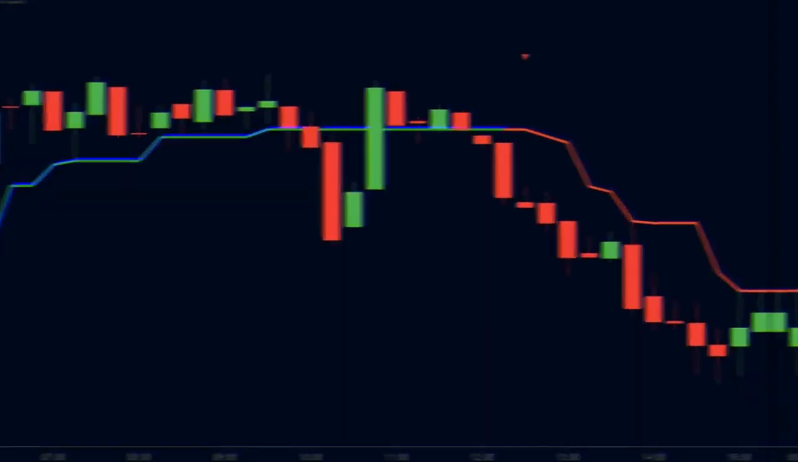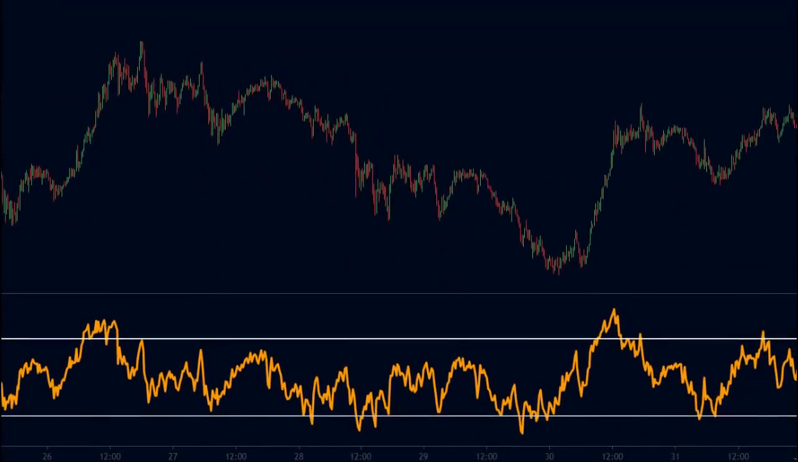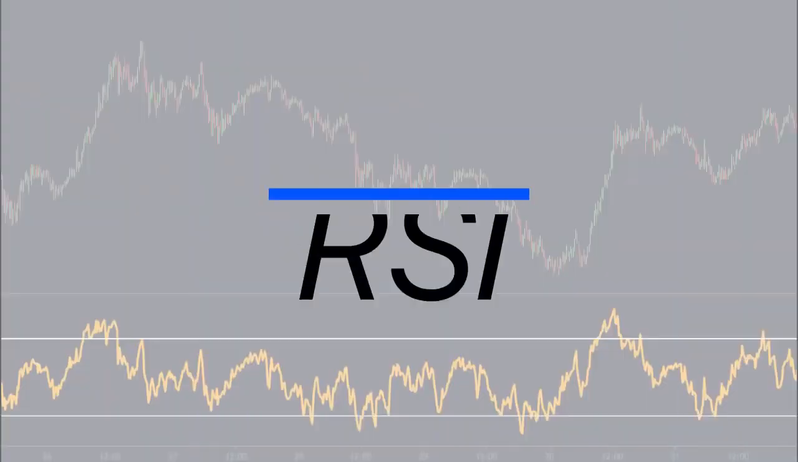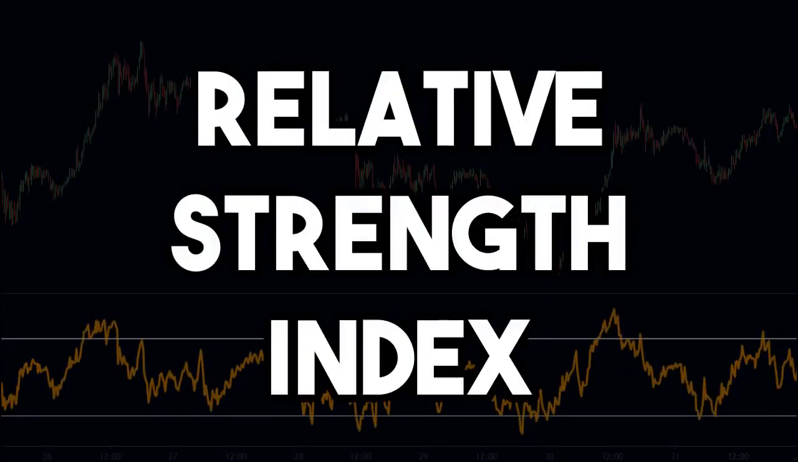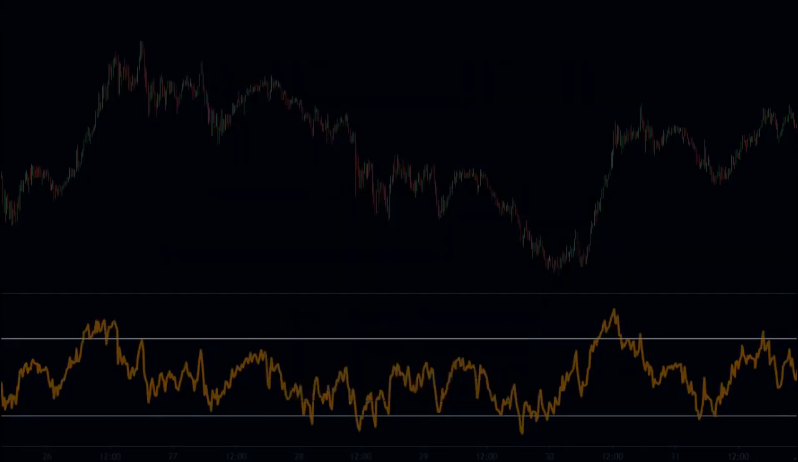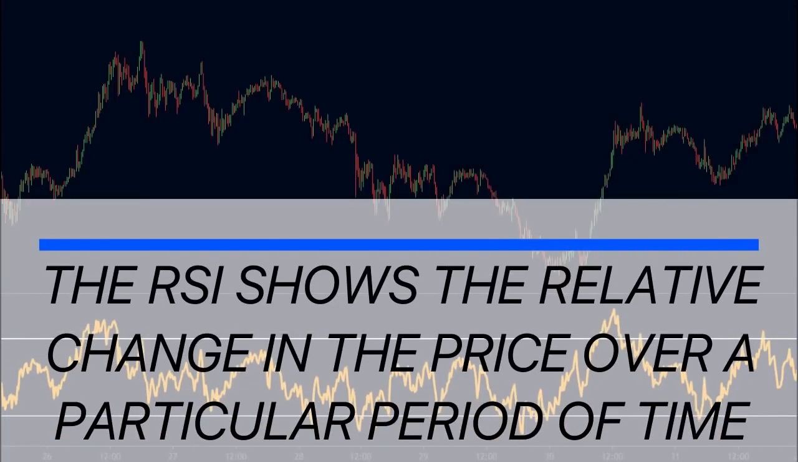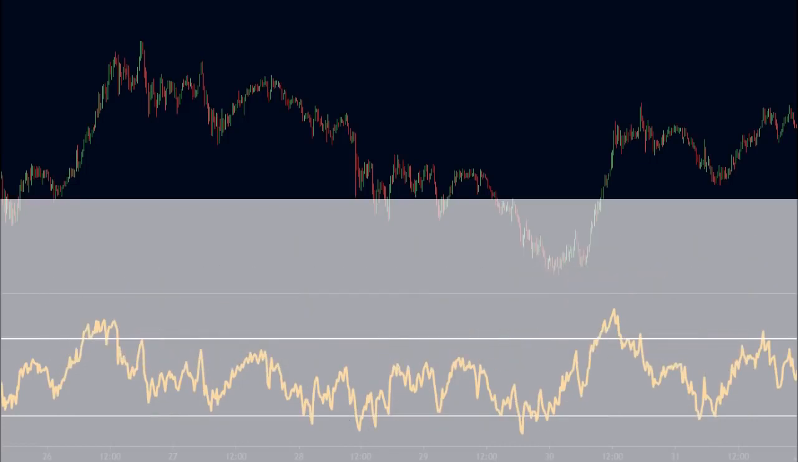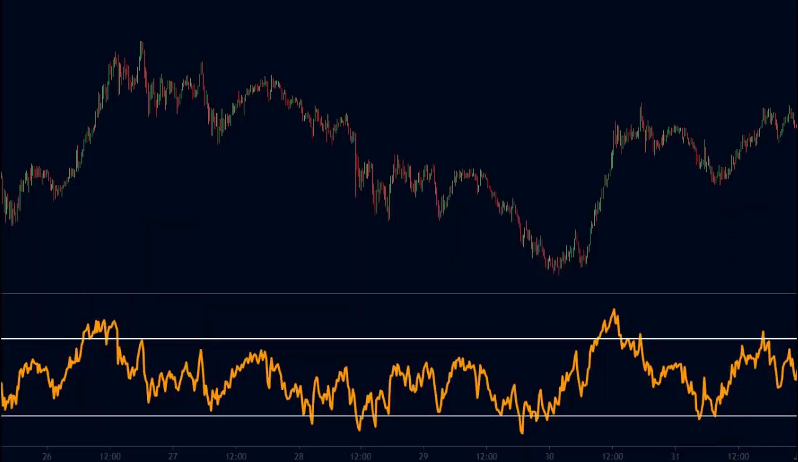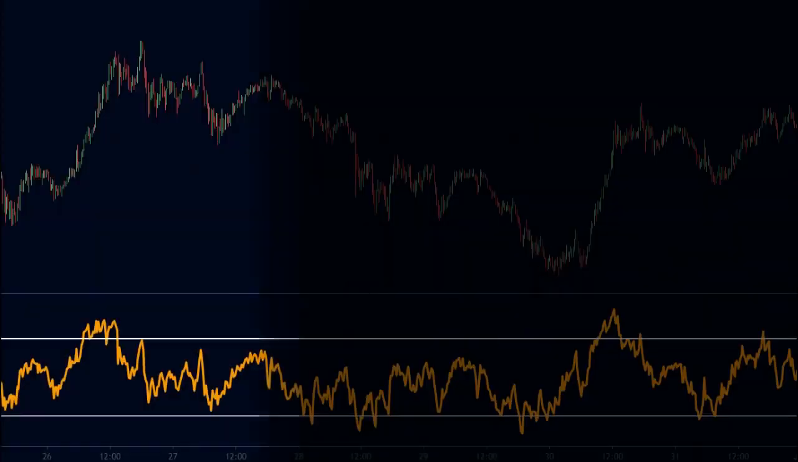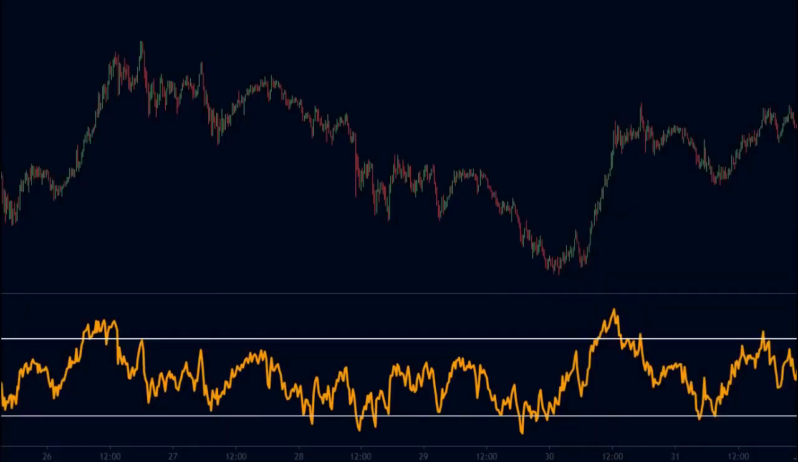Now let us talk about the second indicator that we will use in this strategy. That is the RSI indicator. The RSI stands for Relative Strength Indicator. As the name suggests, the RSI indicator shows the relative change in price over a particular period of time. The default settings for the RSI are set to 14 period. Therefore, the RSI shows the relative change in the price over the last 14 candles.